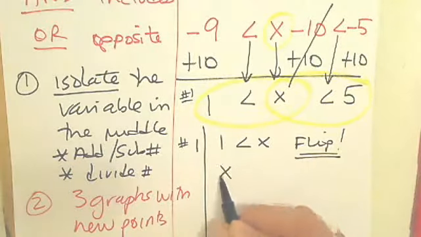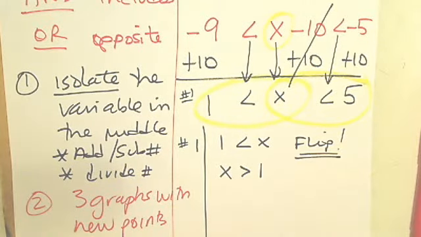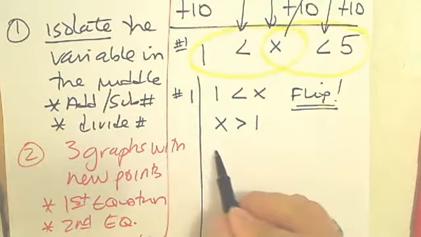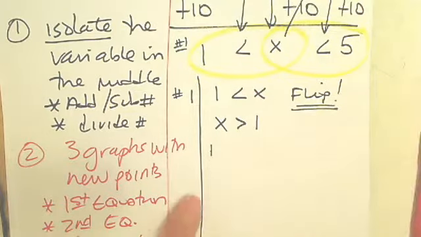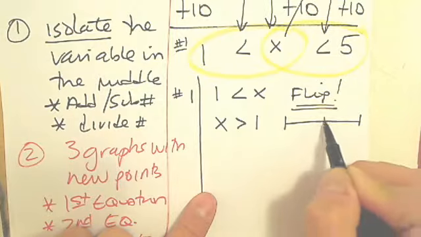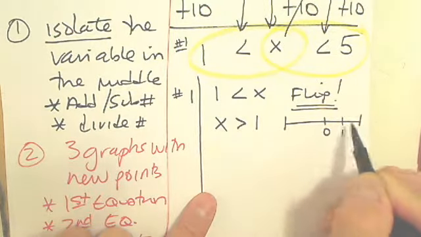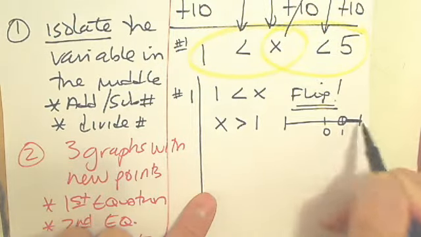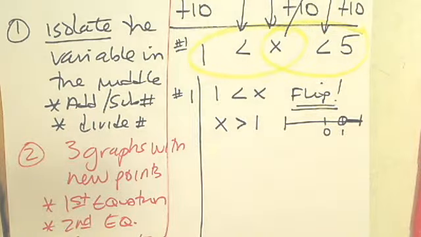So it becomes x is greater than 1. So then I have my first graph. I'm going to graph it on the side here. 0 in the middle, positive 1, open, shade right. Questions on how I shaded? Okay, do the second graph.